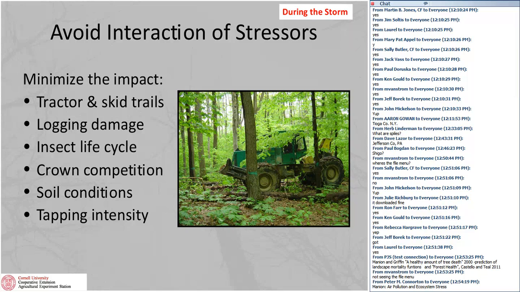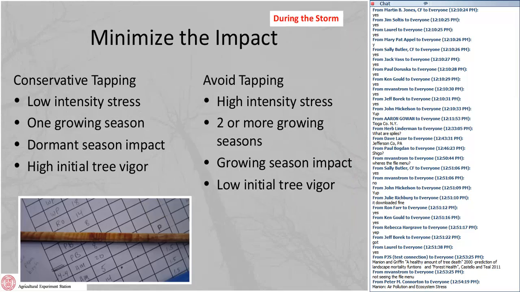Okay, so this is about maple producers. There are conservative ways that you can go about tapping, and under some circumstances you want to avoid tapping altogether. I think I'm going to skim across this because I'm running short on time.